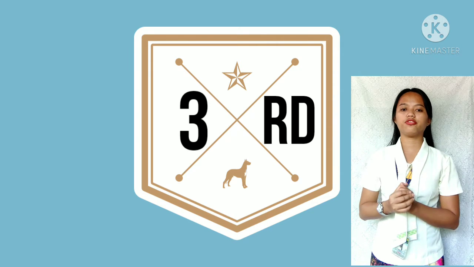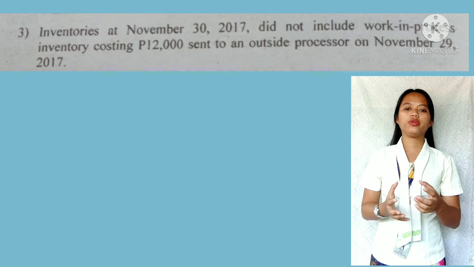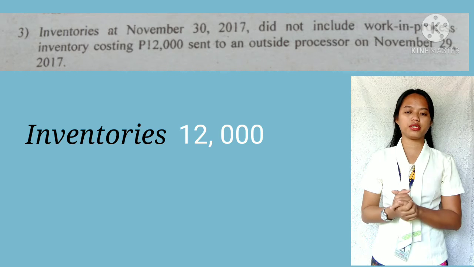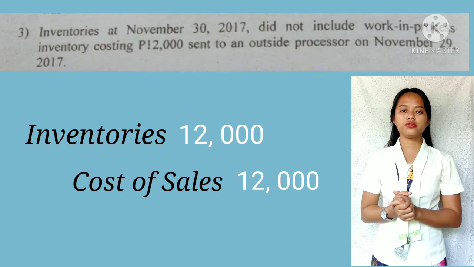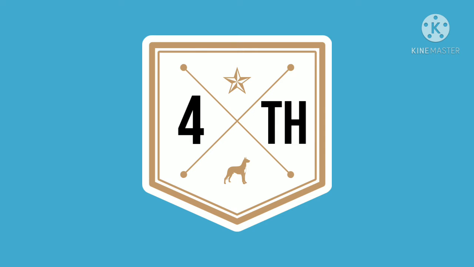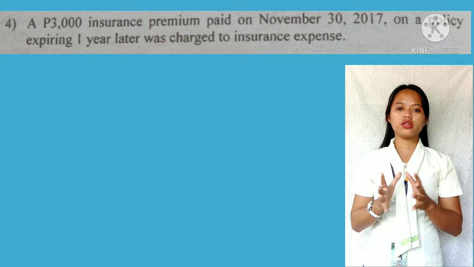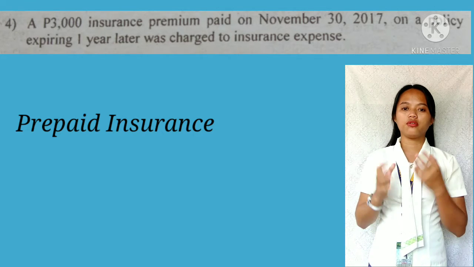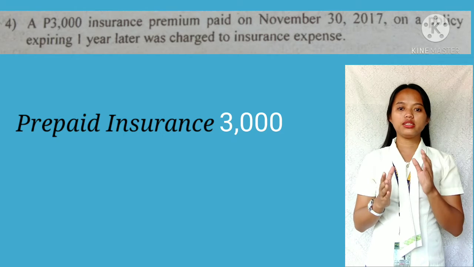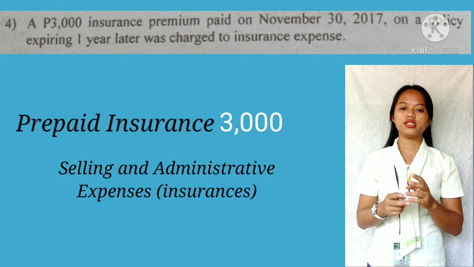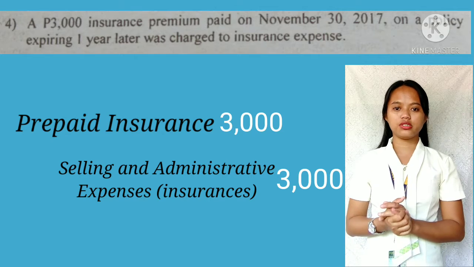The third additional information is shown above. All we need to do is to record a debit of inventories for 12,000 pesos and a credit of cost of sales for 12,000 pesos. For the fourth additional information, the necessary correcting entry would be a debit of prepaid insurance for 3,000 pesos and a credit of selling and administrative expenses for insurance for 3,000 pesos.